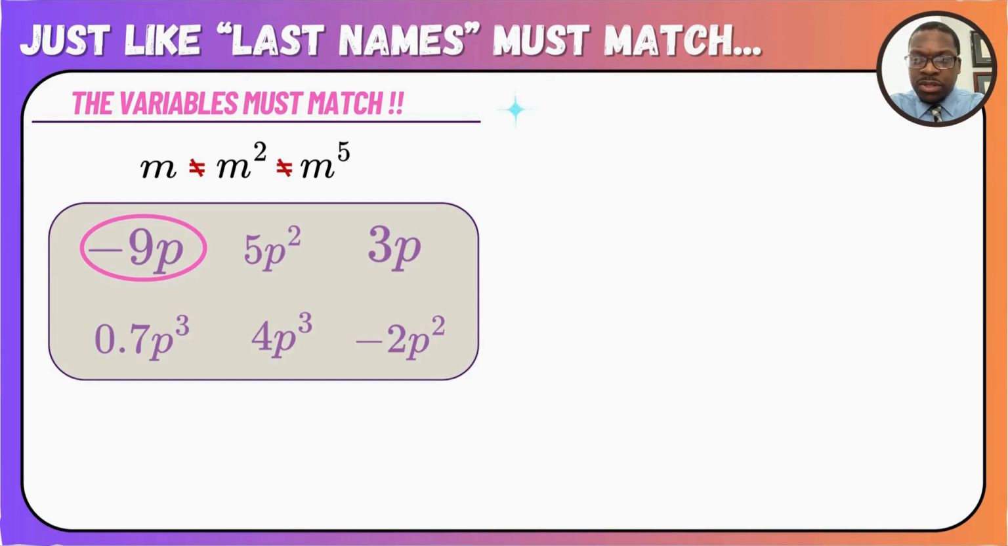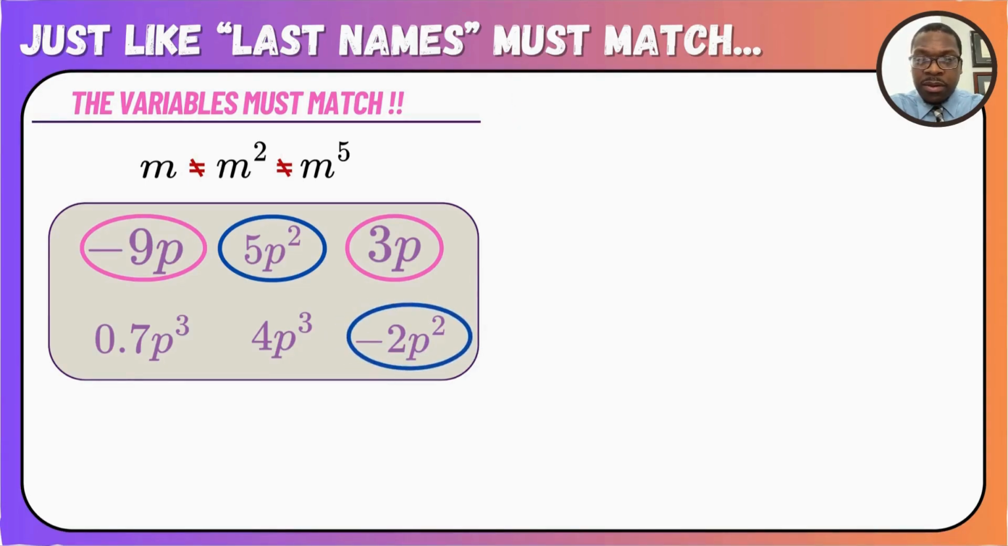And we look and we do see another. We see 3p right here. All right, our next one, let's look at 5p to the second. We just want to look and see, do we see any other p to the second powers anywhere? And we do. We see one right here at the end, negative 2p to the second. And last but not least, we see p to the third powers. We see 0.7p to the third, and we also see 4p to the third.